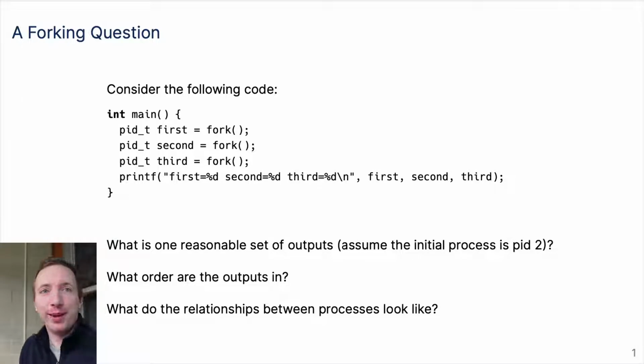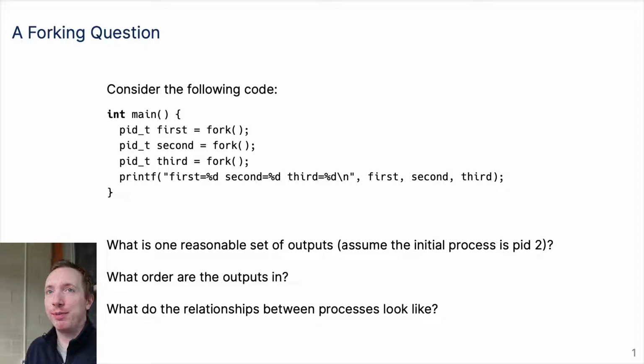So here's a forking question. Everyone's favorite. Yeah, I see some eyes turning. So let's consider the following code. It's valid to ask you to read code. So you have main, fork, fork, fork, and then prints off what gets returned from every single fork.